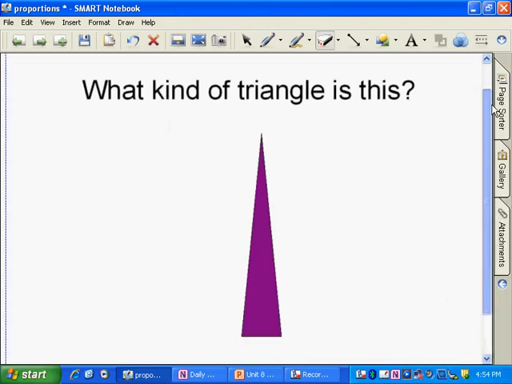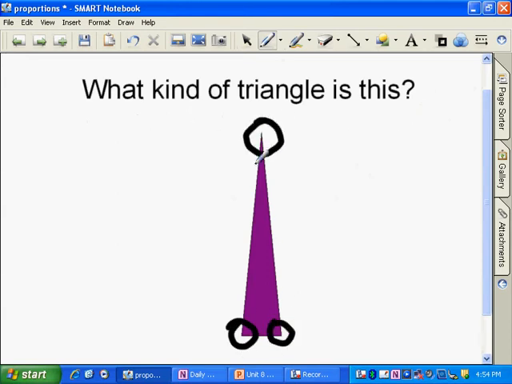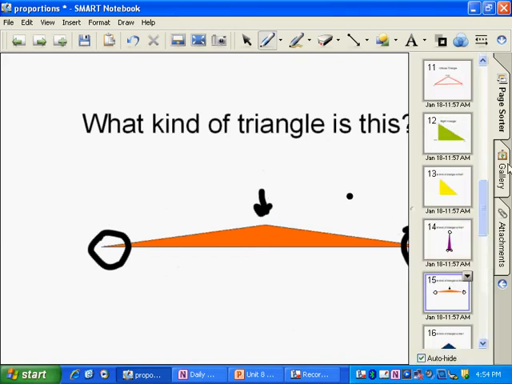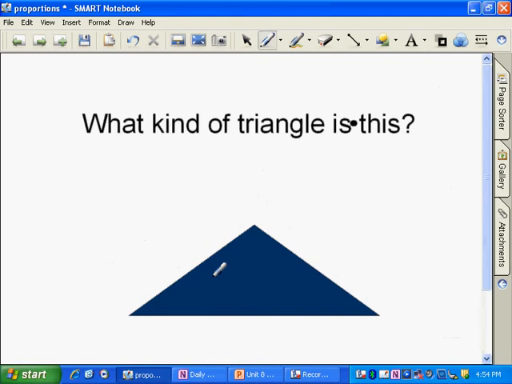In this kind of triangle, here are my two acute angles, but because this angle is also acute, that means that this is an acute triangle. And again, acute angle here, acute angle here. This angle right here is obtuse, therefore this is an obtuse triangle. This angle is acute, this angle is acute. So now I'm going to look at this angle.